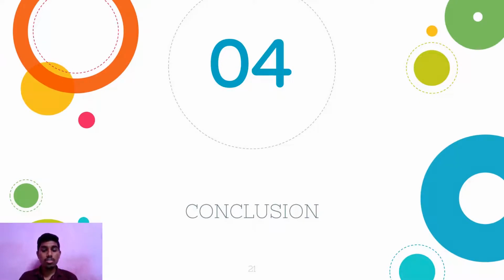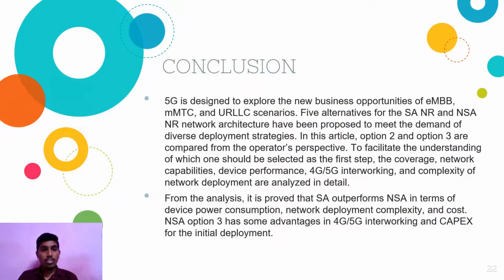So, conclusion. 5G is designed to explore the new business opportunities of eMBB, mMTC, and URLLC scenarios. Five alternatives for the SA NR and NSA NR network architectures have been proposed to meet the demand of diverse deployment strategies.